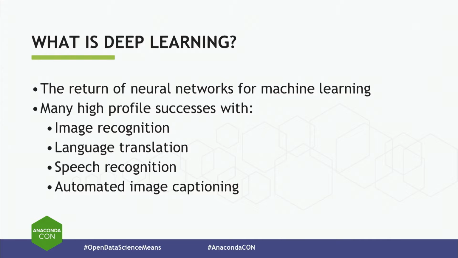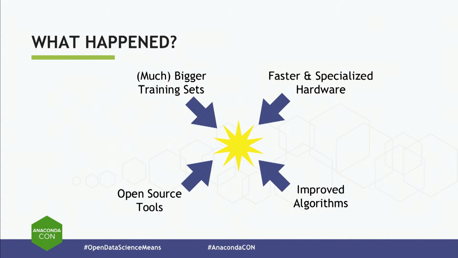And so a lot of people are asking themselves, well, how do I get started? How do I get into it? And I'll tell you a little bit about how Anaconda is a great way to get started. So what happened? Why did neural networks go out of fad and then come back in suddenly? I think it's the convergence of four key factors.